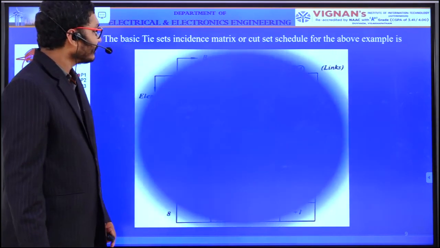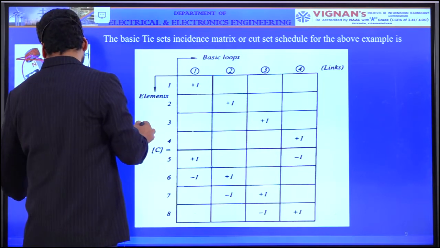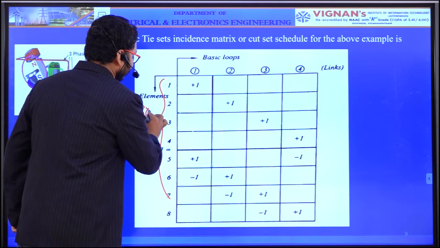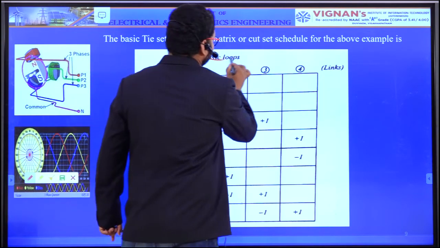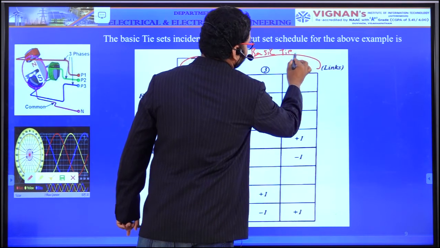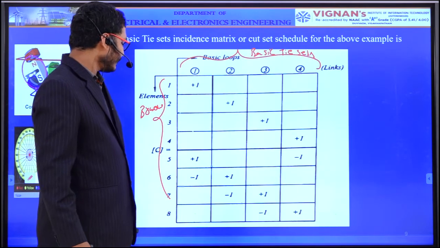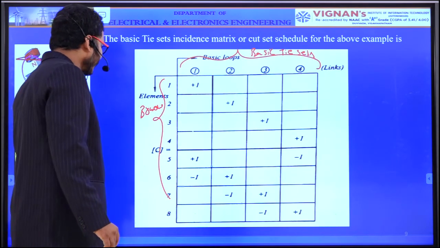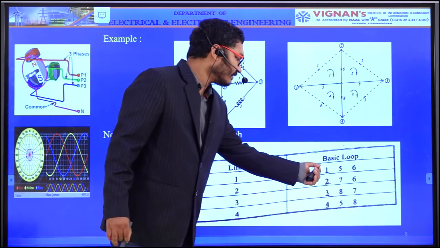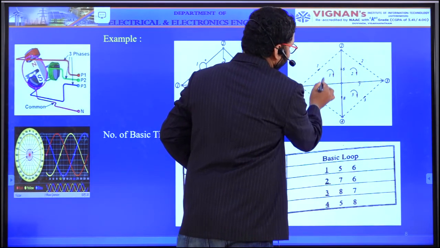In the basic tie set incident matrix, you can see here, these are the branches, 8 branches, and these are the basic tie sets. For tie set 1, what are the correlated branches? 1, 5, 6.